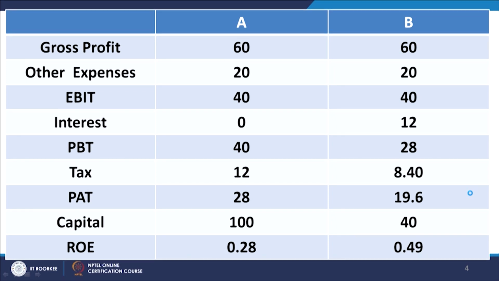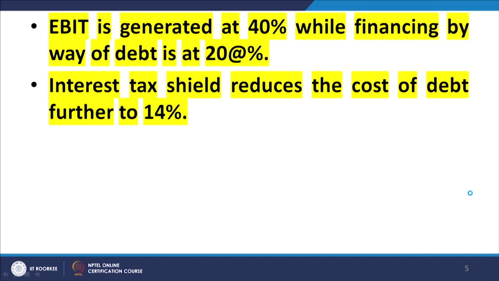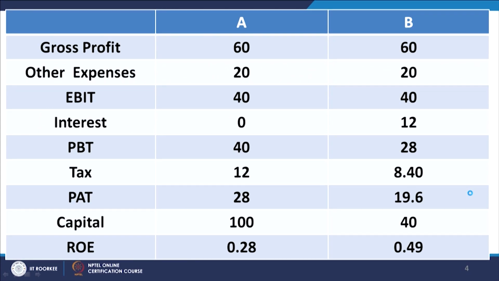Let us see what the reasons are. There are two reasons for this. Number one is that the EBIT is being generated at the rate of 40%. In other words, the return on investment of both the companies is 40%, 40 upon the total investment, which is 100. So the ROI is 40% in each case. However, part of that investment is being funded by debt by company B at a cost of 20%. That 20% financed money is also earning for company B at the rate of 40%. The surplus of 20% adds value to the equity shareholders, and therefore the return on equity grows.